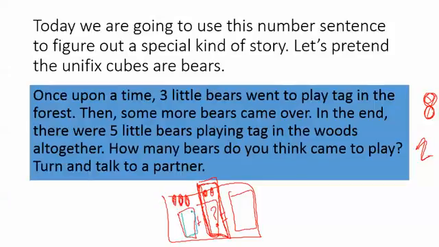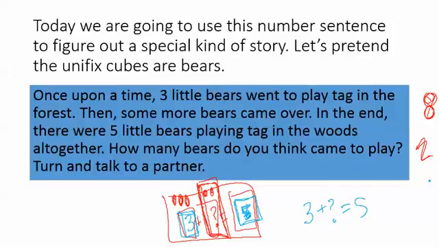We had 3. We don't know what this is. The answer was 5. My bad. Right? This number sentence is 3 plus question mark equals 5. How did we figure out what it was?